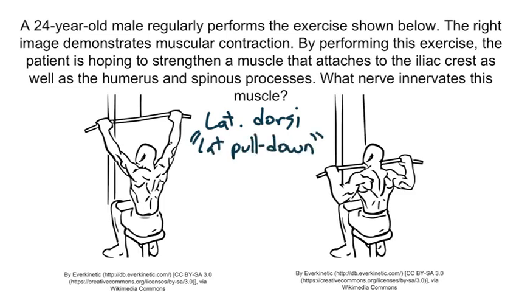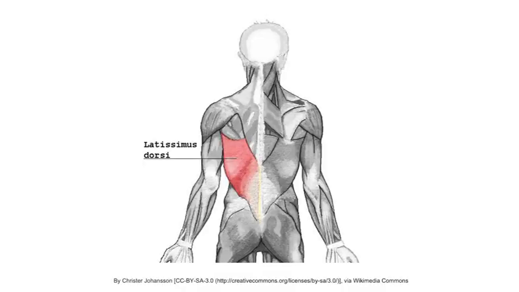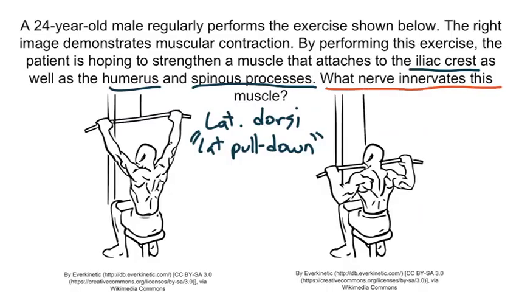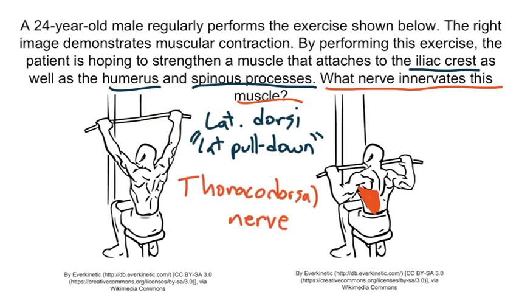A clue that the latissimus dorsi muscle is what we're dealing with is when the question stem stated that it attaches to the iliac crest, the humerus, and several spinous processes. And you can see that clearly with the latissimus dorsi labeled here. You don't need to remember all of these attachments. If you know the location of the latissimus dorsi, you can gather that it attaches to the spinous processes, as well as the iliac crest, and of course, the humerus. But the question asks, what nerve innervates this muscle? Well, remember that it's attached to the thorax, specifically the dorsal part of the thorax. Therefore, this is the thoracodorsal nerve. And that answers the question, and it concludes this section.